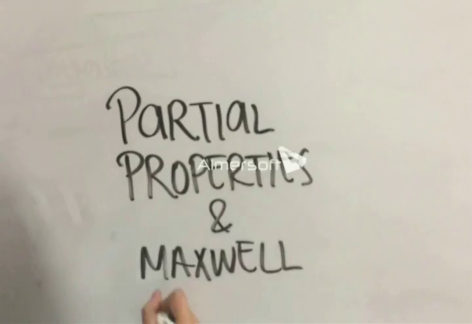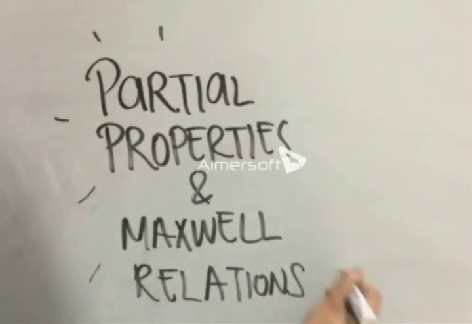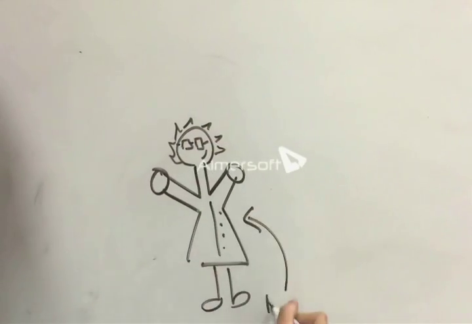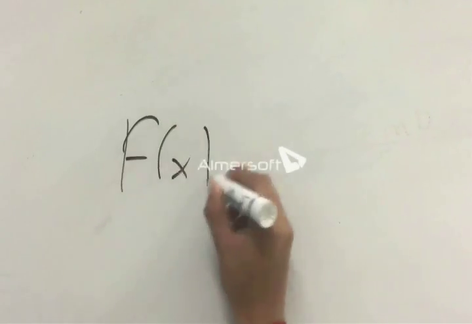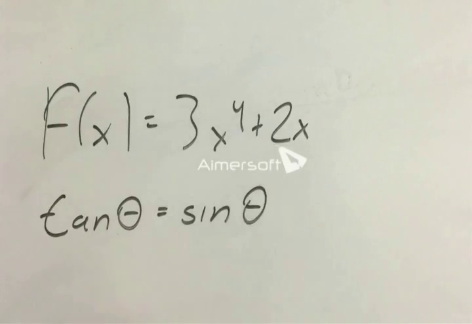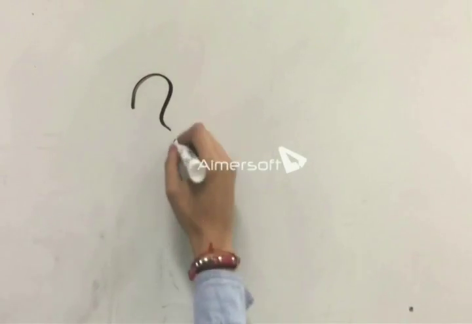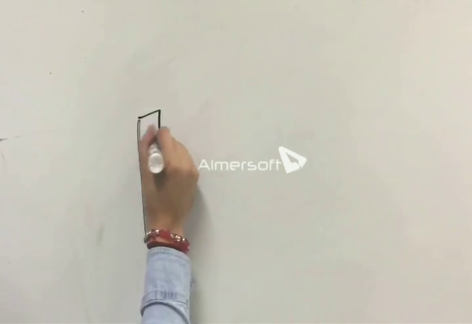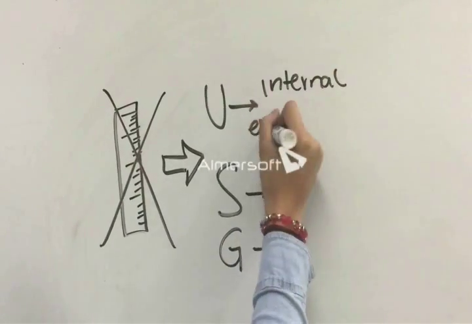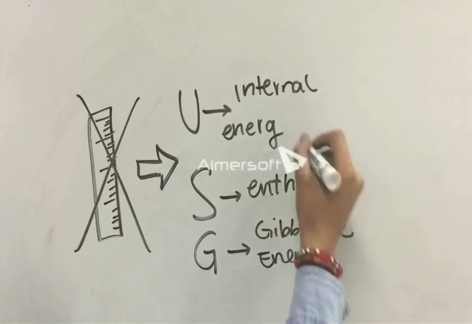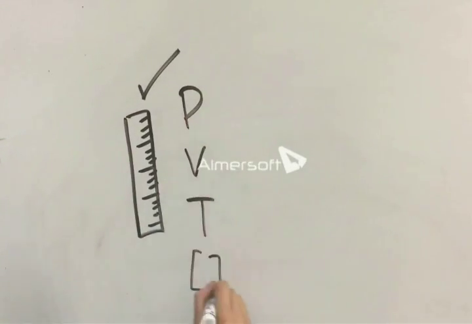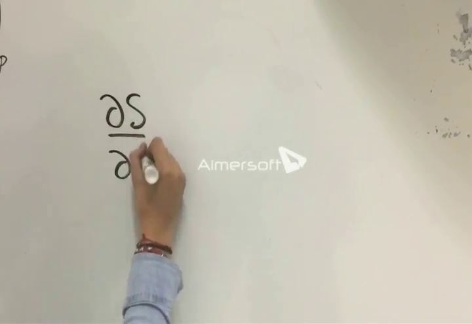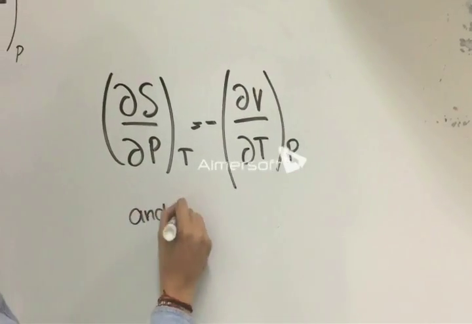Partial Properties and Maxwell Relations. Have you ever wondered what the Maxwell relations are? Well, whether you believe it or not, they are mathematical equations. Maxwell relates the unmeasurable variables in function of the measurable ones through partial derivatives.